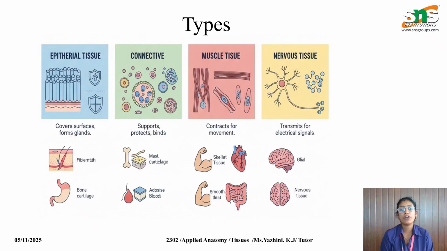First comes epithelial tissue, whose arrangement is different, and connective tissue supports, protects and binds, and also muscular tissue. We have already seen in the video detailing the muscles, the features of muscles, that is cardiac, skeletal and smooth. And nervous tissue is for the transmission of electrical impulses. These are all the four types of tissues.